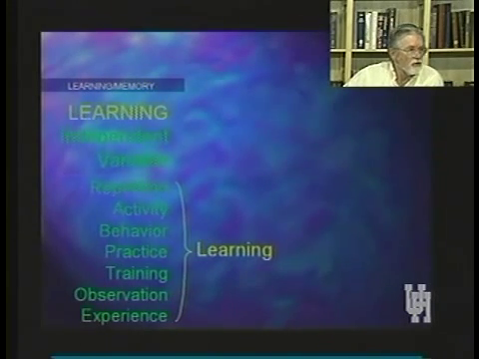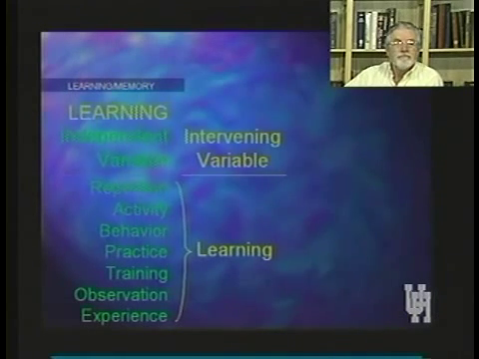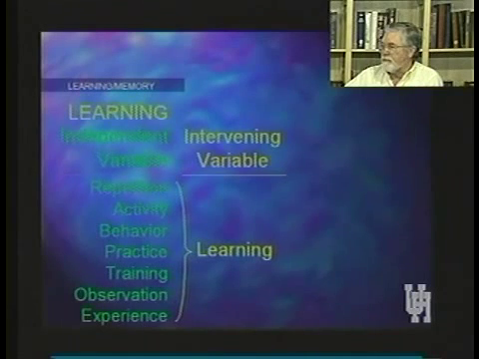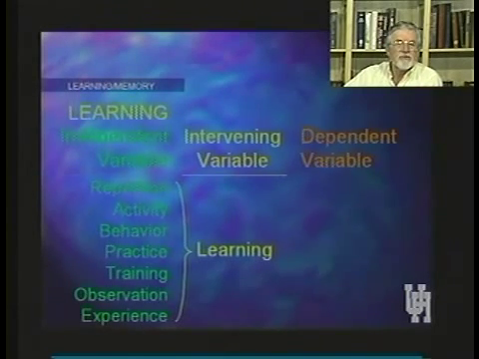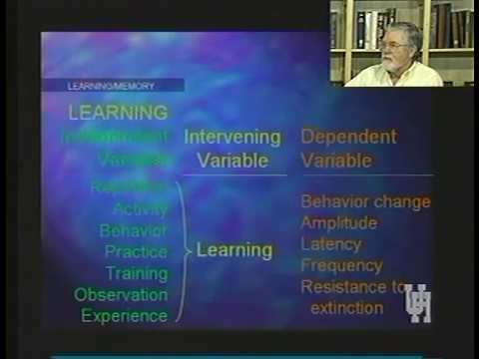But we don't see learning. Learning is an intervening variable, okay? We do not actually see learning. We know the conditions that lead up to it, all the things that are listed on the left there. And in turn, we can measure it in a variety of ways in terms of various dependent variables which are impacted by learning. Behavioral changes, amplitude of response may change.